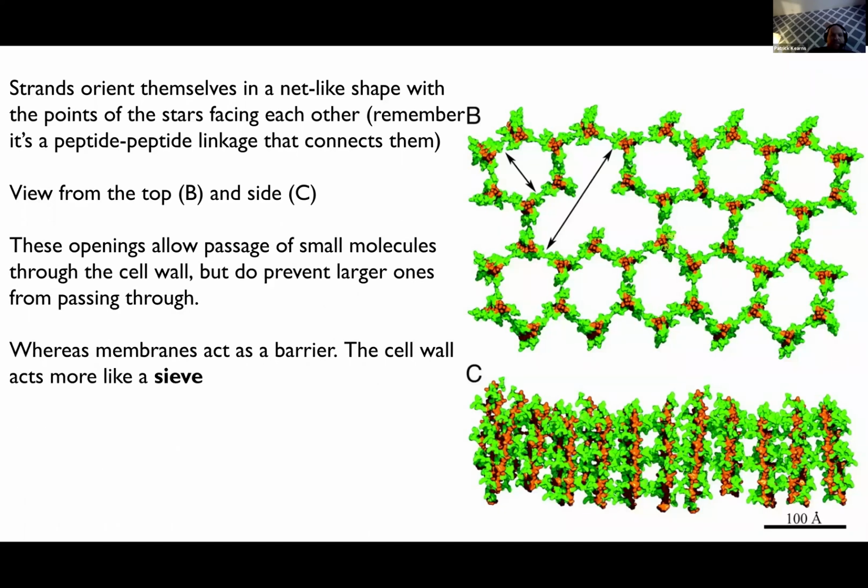But these openings allow the passage of small molecules through the cell wall. But one of the things that they do prevent is the passage of large molecules. And so when we think about the cell wall, we want to think of it like a sieve, right? If you've ever been to the playground when you were a kid, you had a sieve for the sand, and you sieve the sand through your sieve, and it has those tiny little holes. Only some of the things made it through your sieve. And that's the same thing with the cell wall for a bacteria. Only some things make it through.